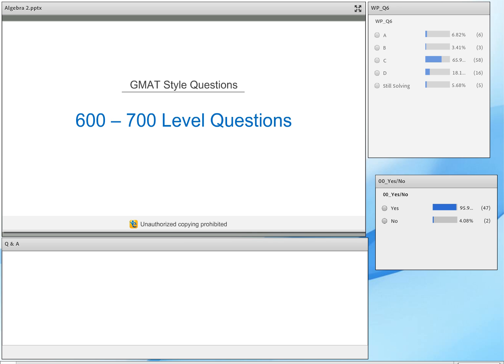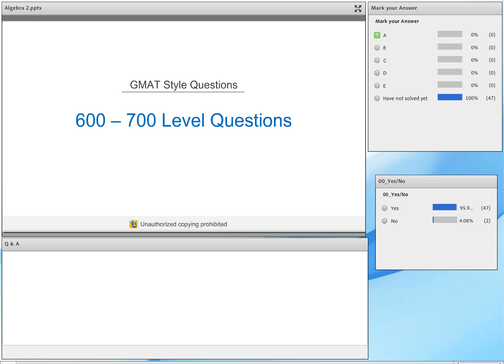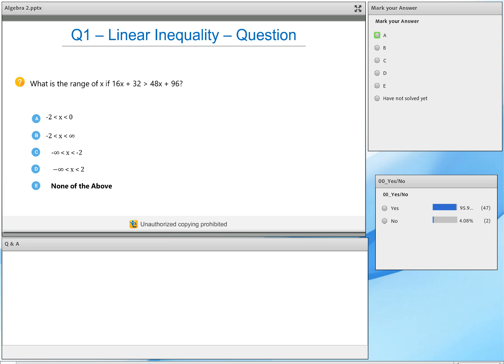All right. So now let's get into our GMAT style questions, and we'll begin with 600 to 700 level questions. Now we are going to slowly start applying each of these concepts. Now, here is the question, and let me get the poll here. Let's click on have not solved yet. All right, here you go.